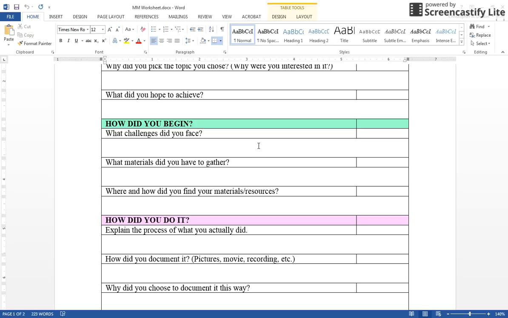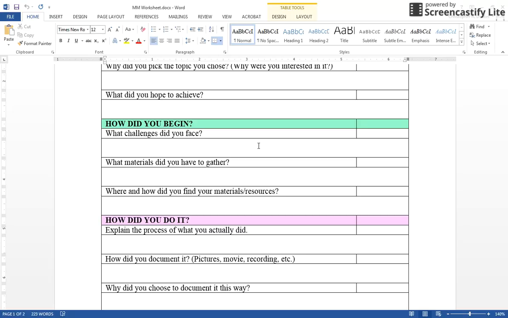What materials did you have to gather? What we're asking here is, what items did you need to do your project? For instance, if you were doing a painting project, you're going to need canvas, paint, and paint brushes, things of that nature. If you were going to the park to clean it up, you'd probably need trash bags or gloves. The idea of having this in here is that there are going to be people in your audience who want to do what you did, and they're going to want to know what materials they would need if they follow in your footsteps.